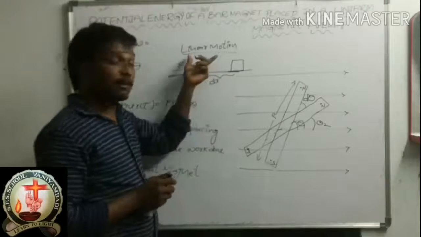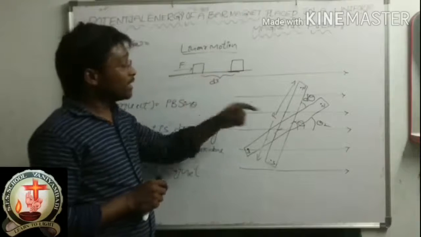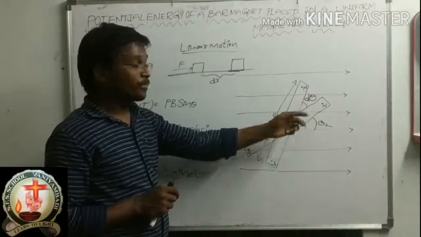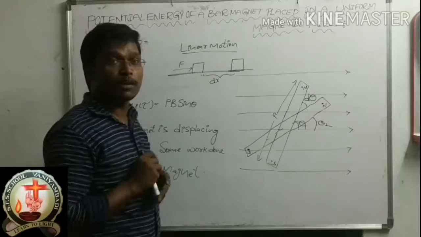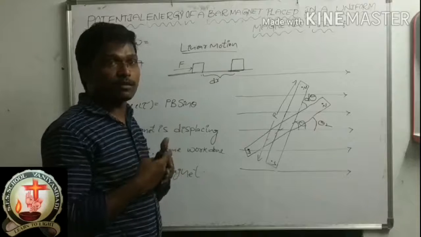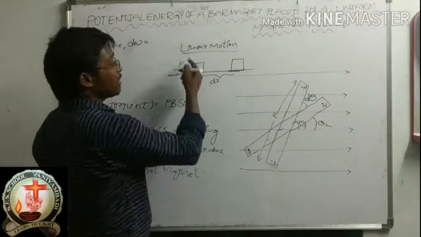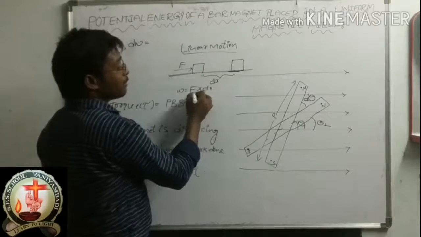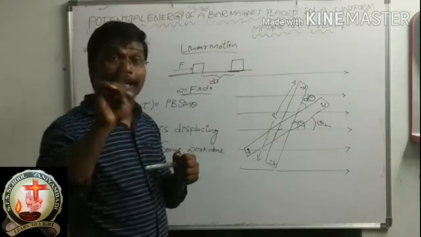This is the linear motion. But here in our concept, what is this motion? Linear motion? No, it's a rotational motion. It's an angular motion. This is the work done formula of linear motion. Work done is equal to force F into displacement dx. This is the formula of work done in linear motion.